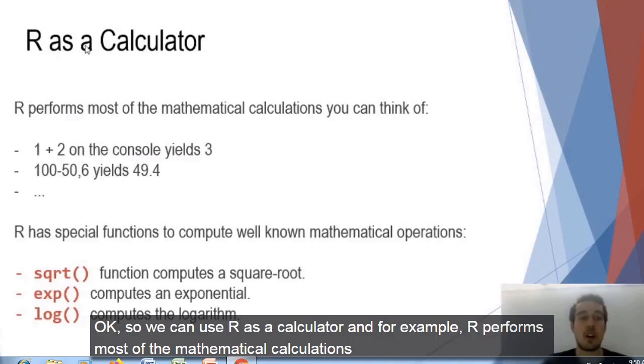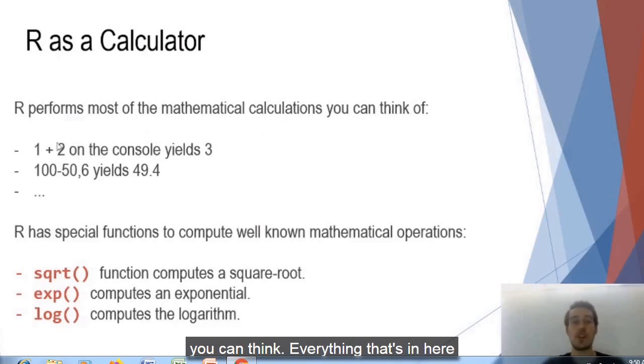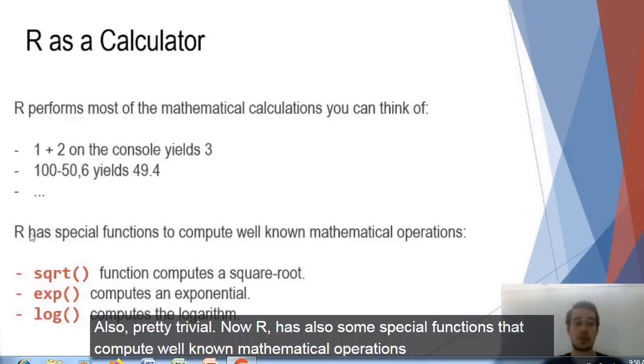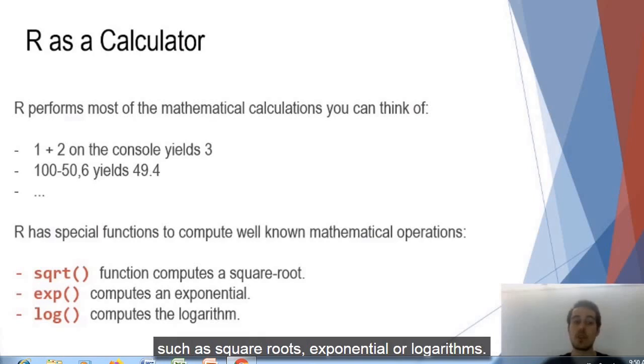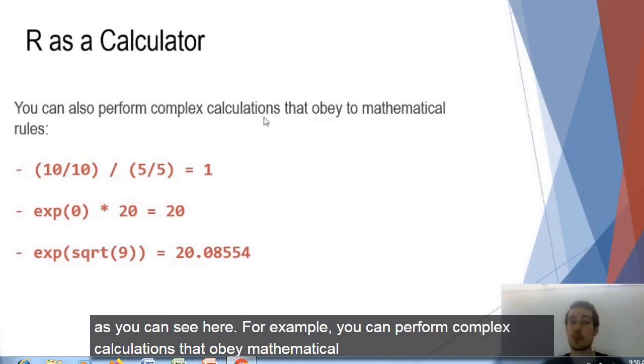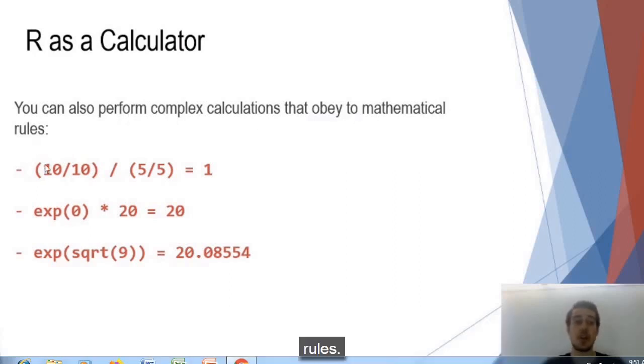Okay, so we can use R as a calculator, and for example, R performs most of the mathematical calculations you can think of. Everything that's in here, we are going to try later on in the practical lessons. So 1 plus 2 on the R console yields 3 as a result. 100 minus 50.6 yields 49.4, also pretty trivial. Now, R also has some special functions that compute well-known mathematical operations, such as square roots, exponentials, or logarithms, as you can see here. For example, you can perform complex calculations that obey mathematical rules. 10 over 10 is 1, 5 over 5 is 1, 1 over 1 is 1.